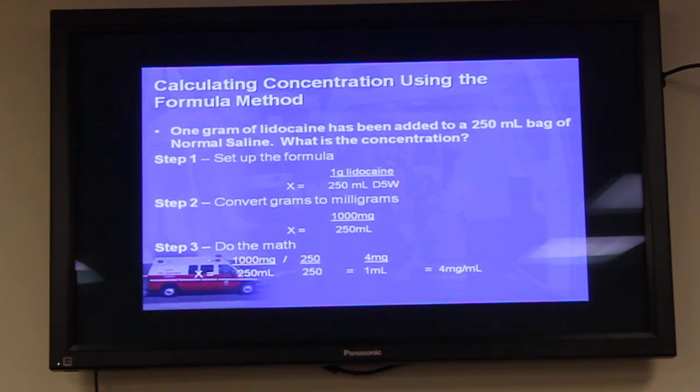1,000 milligrams divided by 250 mils equals X. You've got 250 divided by 250, that's a 4 to 1. That's going to equal 4 milligrams per milliliter, and that's your concentration.